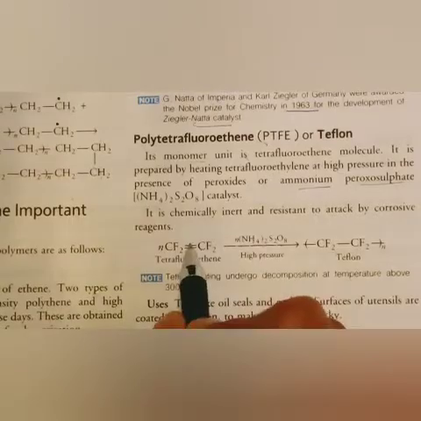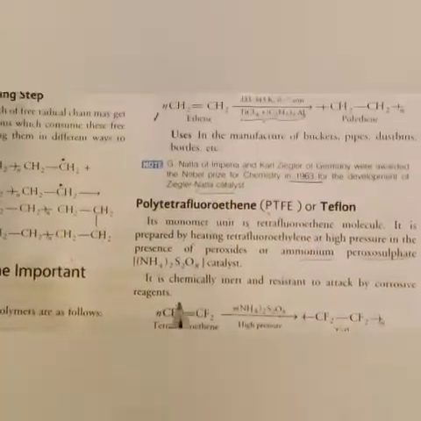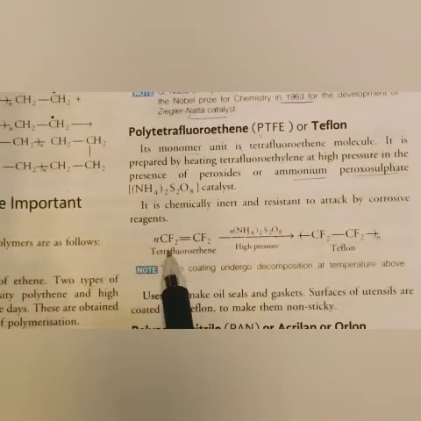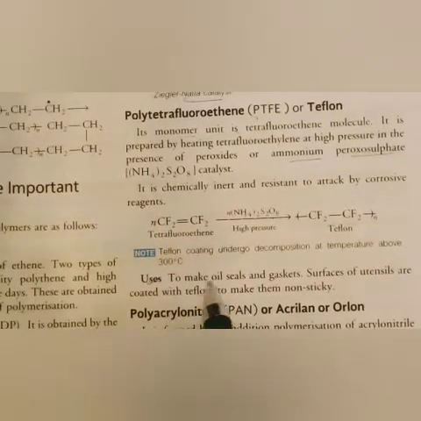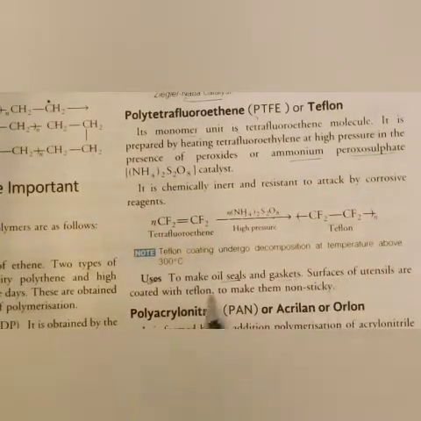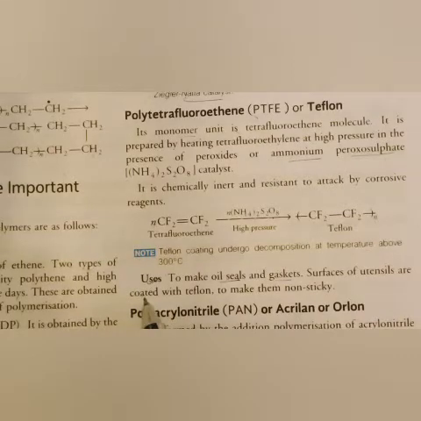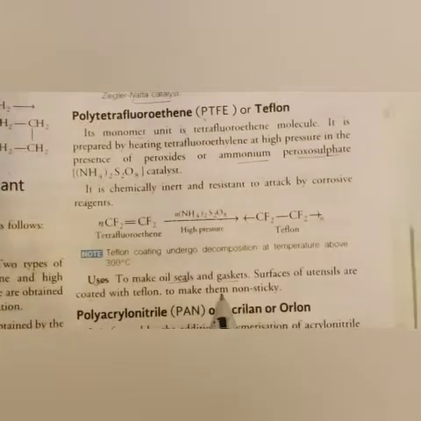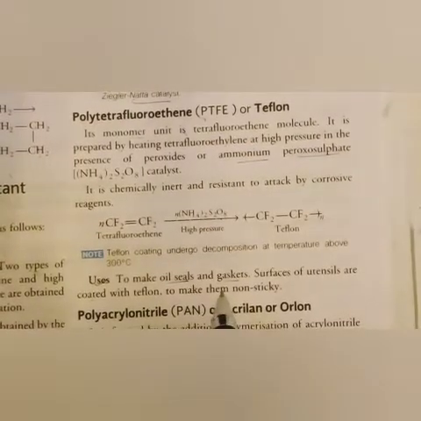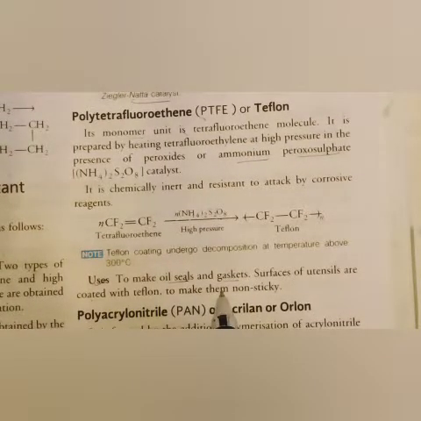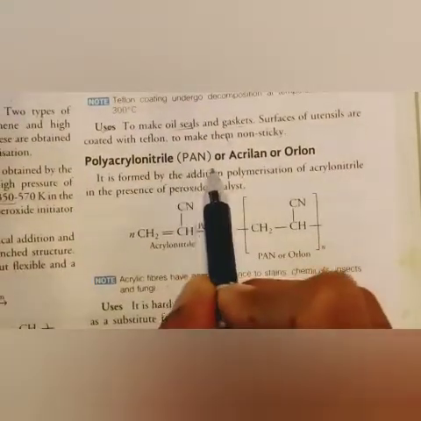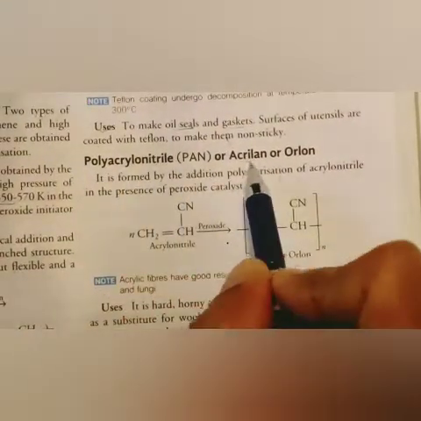So you can see it is like ethene. In ethene there was CH2 double bond CH2. In tetrafluoroethene there is CF2 double bond CF2. It is used to make oil seals and gaskets, and the surfaces of utensils are coated with Teflon to make them non-sticky. Whatever non-stick utensils you have nowadays are made of Teflon. Next is PAN. It is called acrylic and also Orlon.